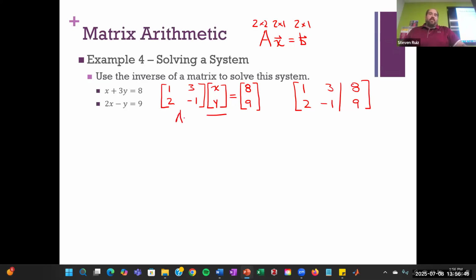So let's give these names: A, X, and B. I would like to multiply both sides by the inverse, but remember, it matters how I multiply. So where do I want to multiply the inverse? On the left of both sides of the equation or on the right of both sides of the equation? Well, on the left, because that way it'll actually cancel A.